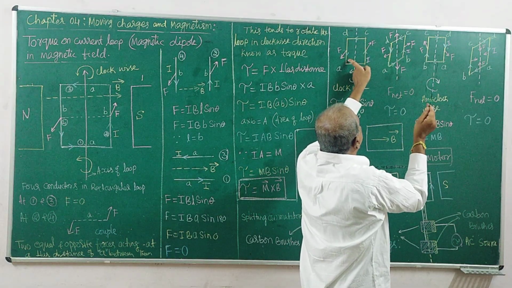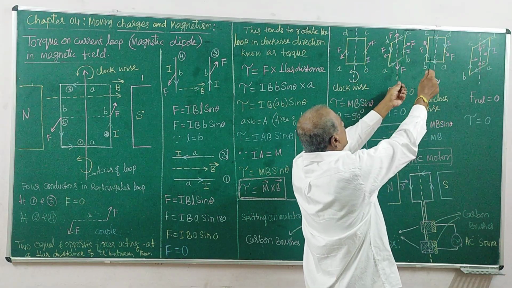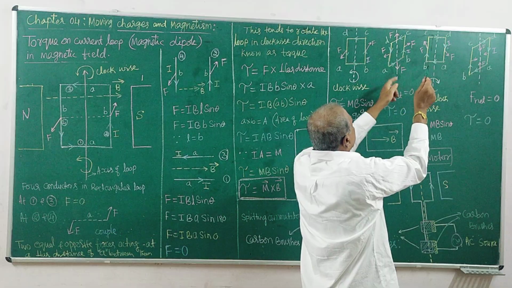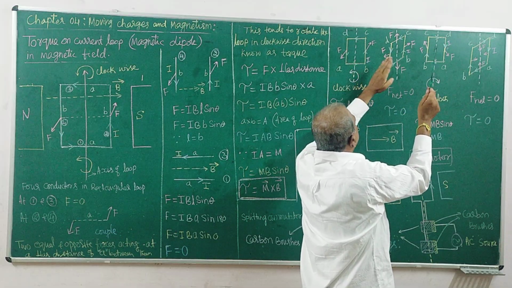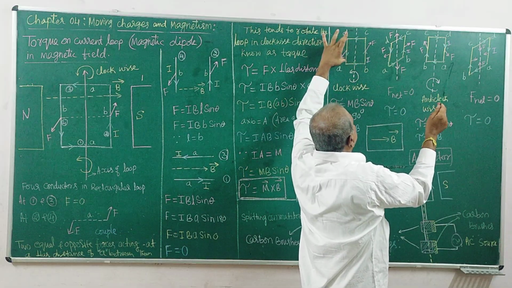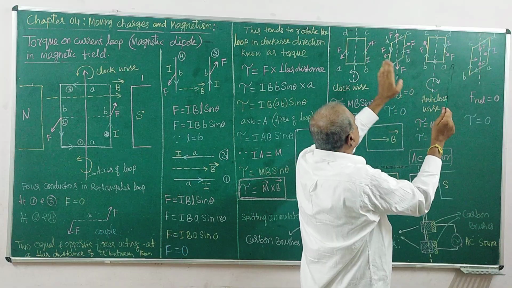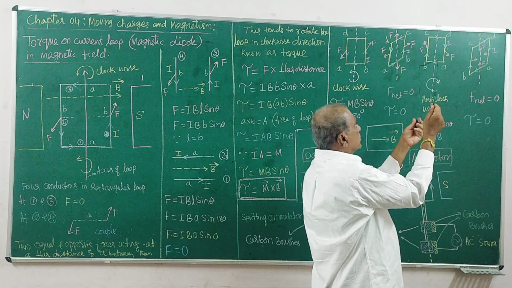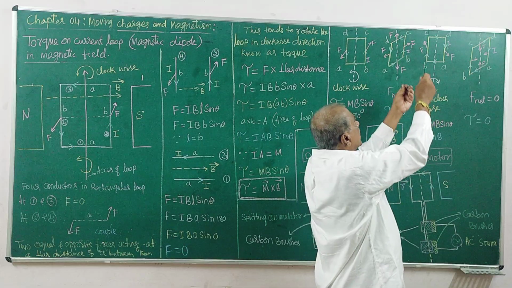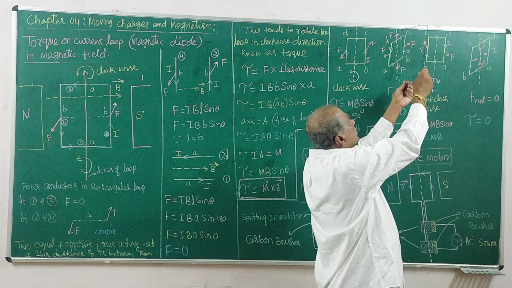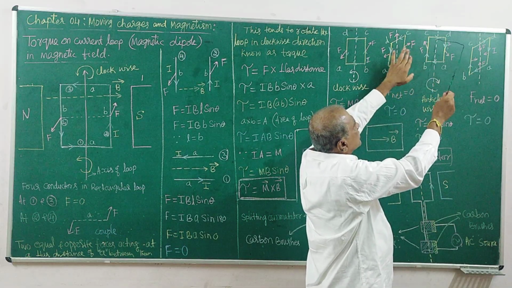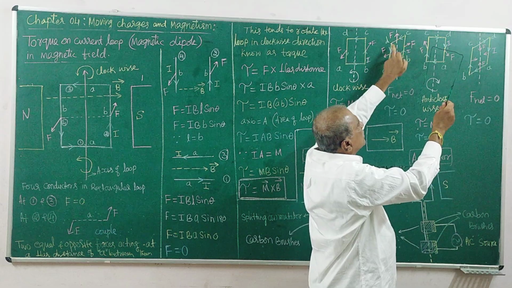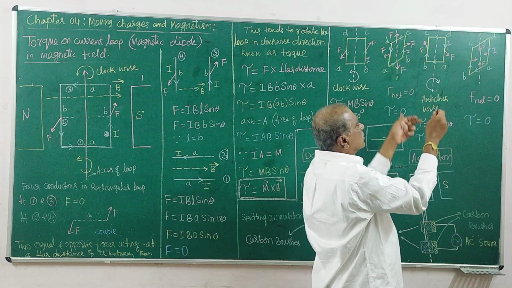Rotating through this, you get it like this. This side is this side, and this side is this side. The upper side is this, the lower side is this. The direction of the current is the same direction. With this alignment, the direction is showing like this.